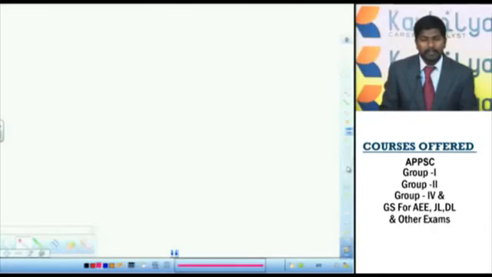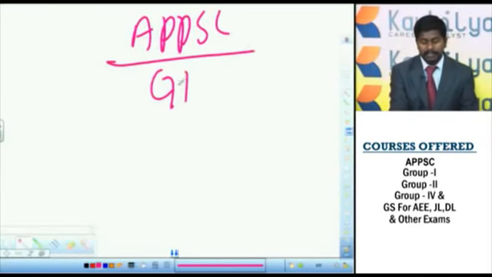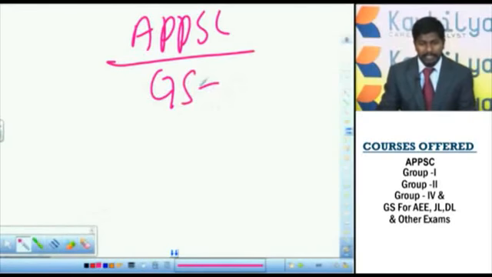So coming to the Appsc exams and the importance of the general studies paper in the Appsc exams. In the general studies paper, the important components like polity, economy, geography, history, current affairs, mental ability. So these are all integral components of general studies.